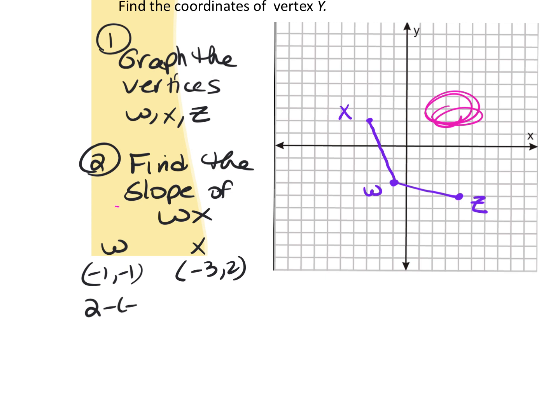So 2 minus negative, this should be -3, sorry, -3 here. So -1, -3 is W. I copied down the wrong point. Okay, so then 2 minus -3 over, and remember it's always Y on top and X on the bottom, then -3 minus -1, which gives me 5 over -2. So I have a slope of -5 over 2.